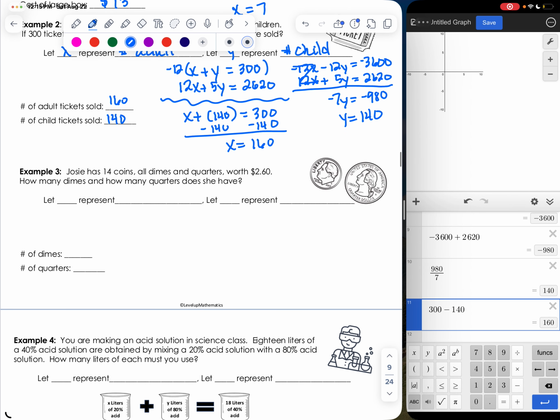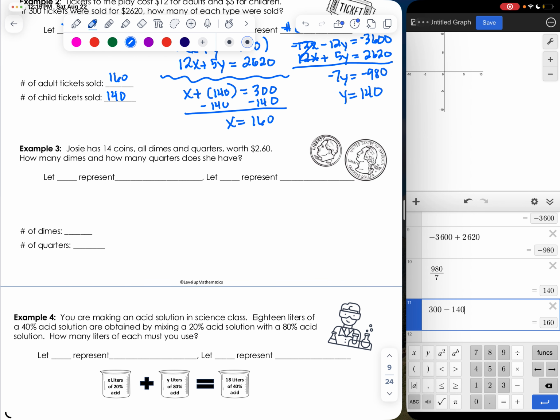All right, example 3. Josie has 14 coins, all dimes and quarters, worth $2.60. How many dimes and how many quarters does she have? So in this problem, we do not know the number of dimes or the number of quarters. So I'll let D represent the number of dimes, and I'll let Q represent the number of quarters. Now, you could have also used X and Y. I'll just use D and Q for this problem, all right?